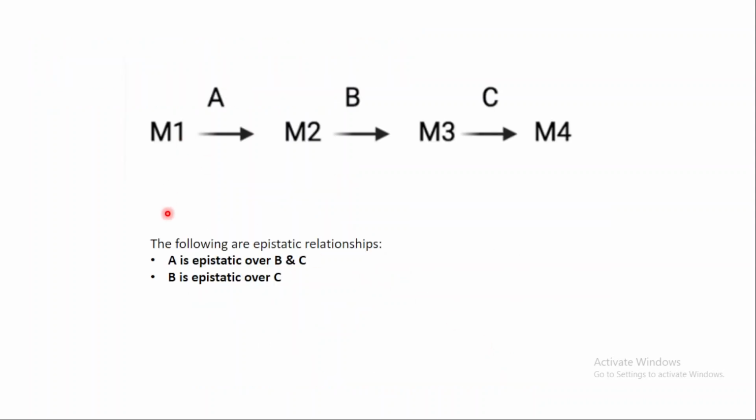So the following relationships are epistatic. A is epistatic over B and C, and B is epistatic over C. This will be the correct answer. A over B, A over C also, and B over C. But the reverse is not true. C cannot be epistatic over B. I hope it's clear.